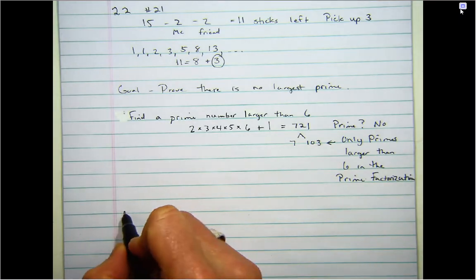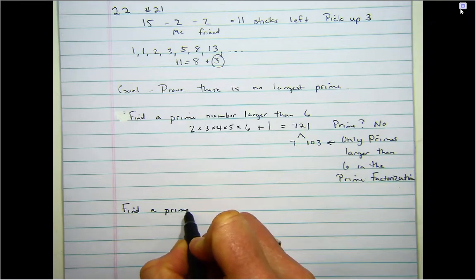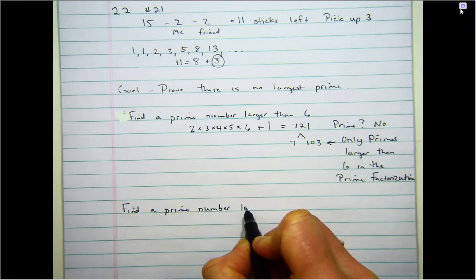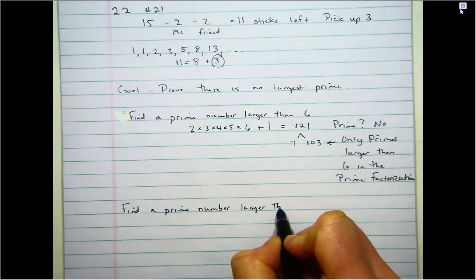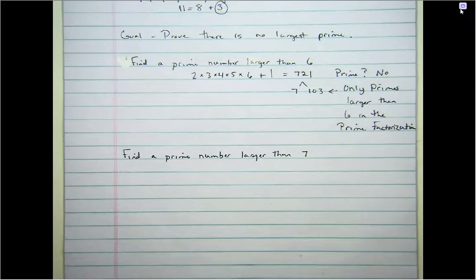Okay, so I'm going to ask you to do something similar. We'll just hop up 1 unit to 7. Find a prime number larger than 7. Okay, so go through the same process, please, of finding a prime number larger than 7. And don't just say 11. Use this process that we've been using. And then I'm hopeful that it will help you when we go through the proof to understand the proof.